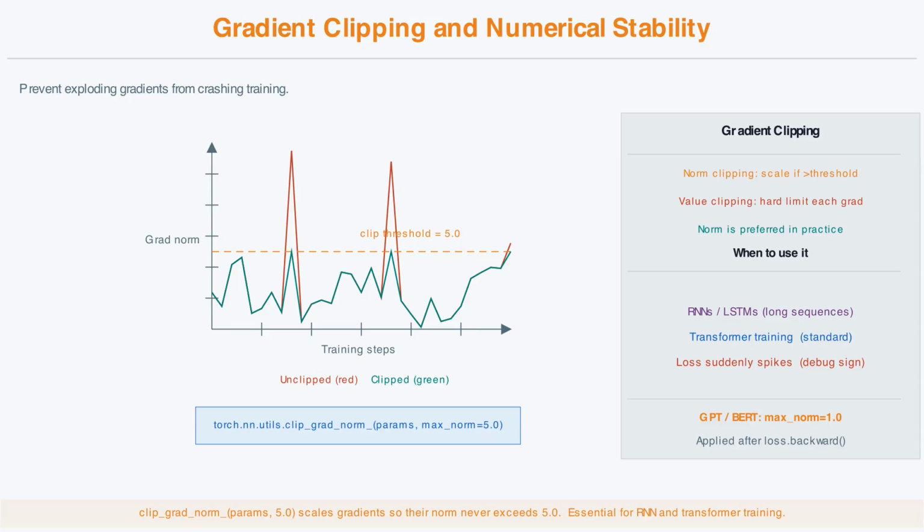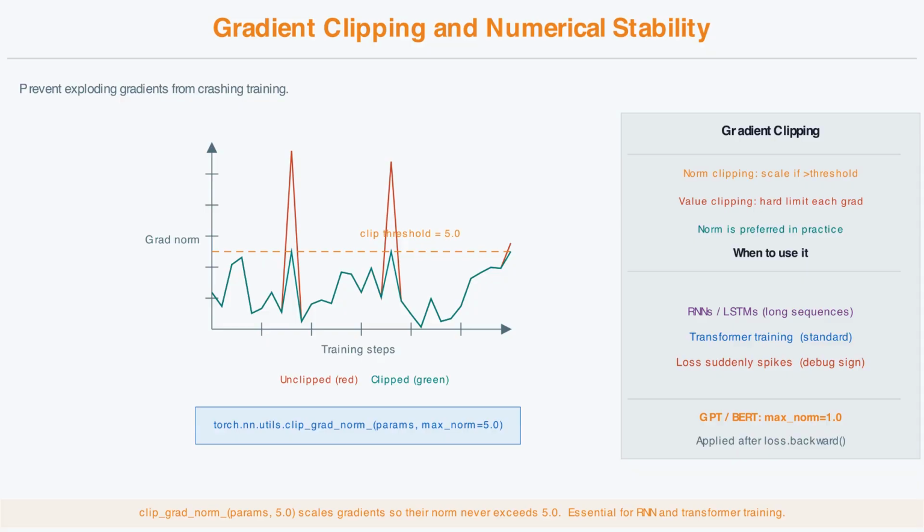After computing all gradients with loss.backward, but before the optimizer step, we measure the global gradient norm, the square root of the sum of all squared gradient values across all parameters. If this norm exceeds a threshold, typically 1 or 5, we scale all gradients down proportionally so the norm equals the threshold. This preserves the direction of the gradient while bounding its magnitude.